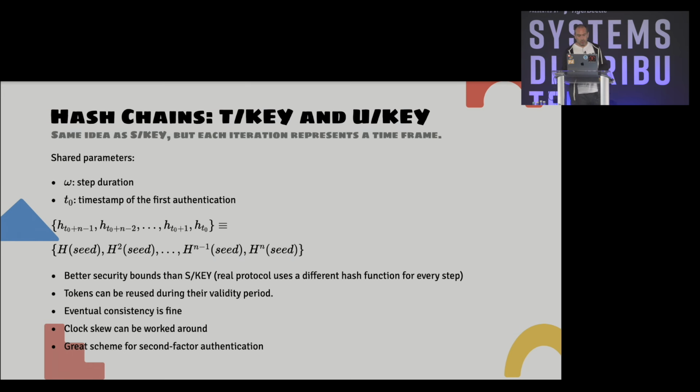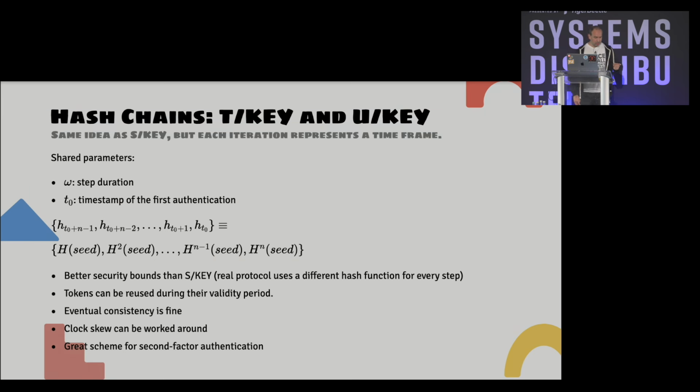We get something that works way, way, way better in distributed systems. Eventual consistency is fine. Even clock skew is fine, because the server doesn't have to always store the latest value they get from the client. You can have some wiggle room in order to accommodate for clock skew. So this is a pretty nice scheme.